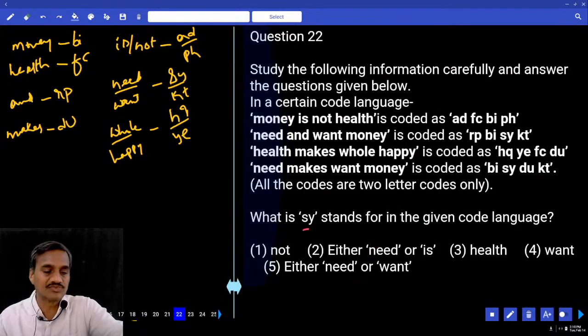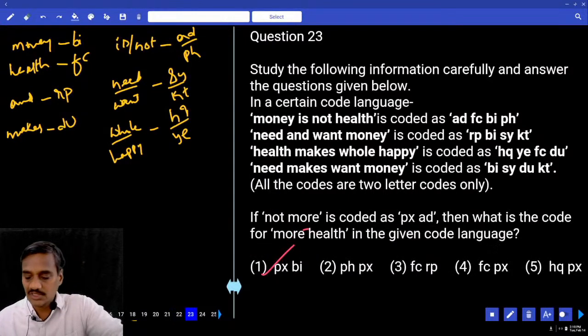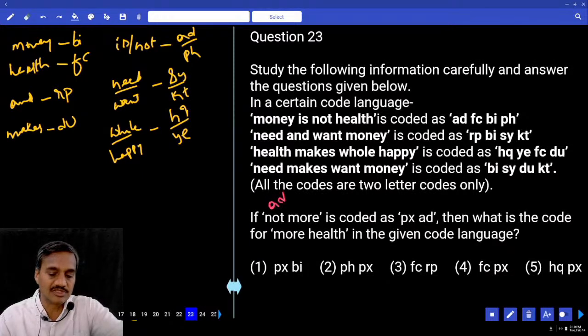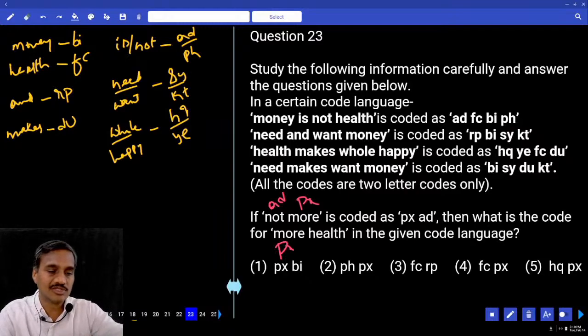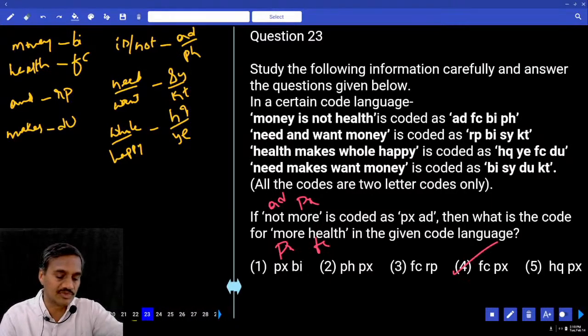And what does SY stand for? Now SY stands for either need or want. Choice 5, question number 22. Then 23rd, if not more is coded as PXAD. Not more, PXAD. Hence not is AD. If not is AD, more will be PX. And what is the code for health? Health is not given here. Health is FC. And PX and FC, FCPX in any order, choice for 23rd.